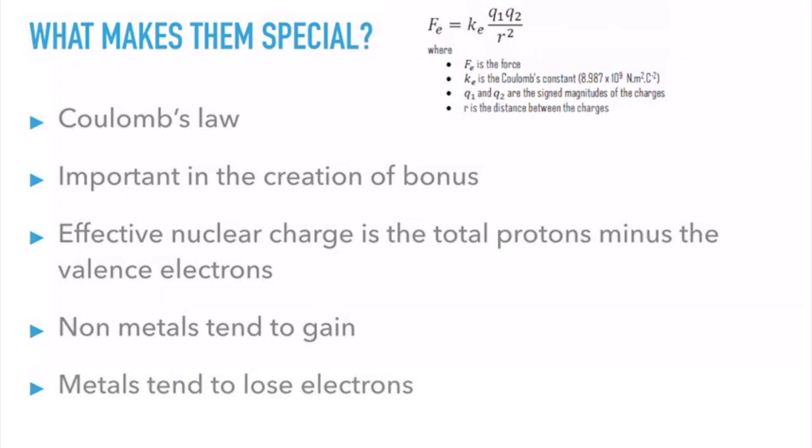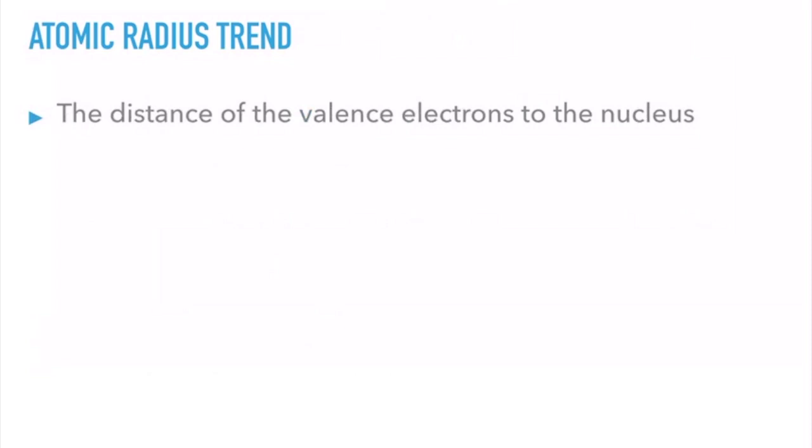In the periodic table, there are trends in electronegativity, atomic radius, and ionization energy. These are all due to the relationship between the valence electrons and the nucleus. Atomic radius increases as you go down the periodic table and to the left.